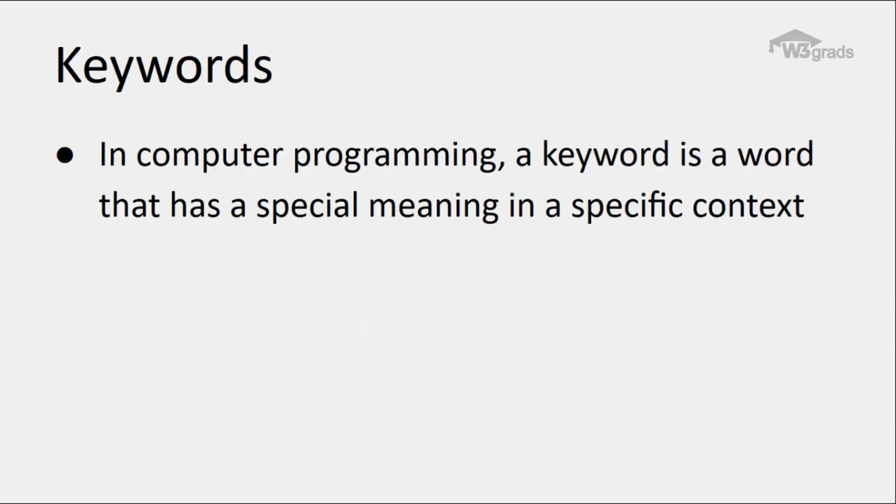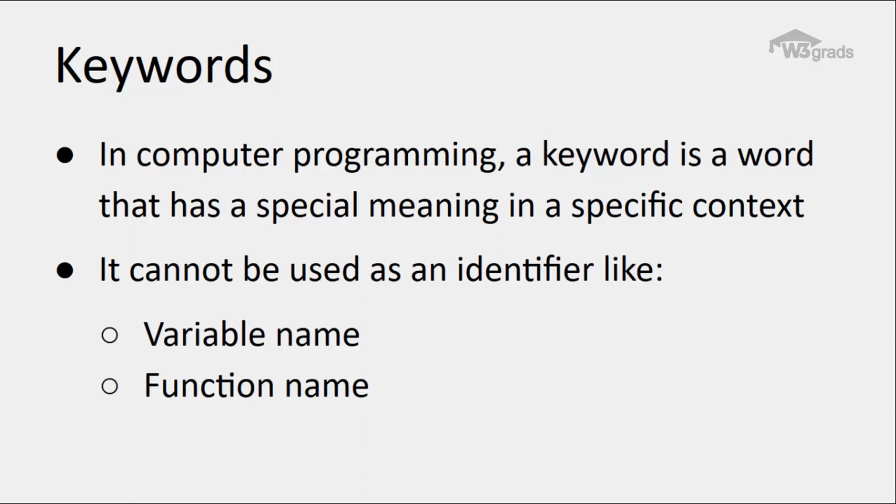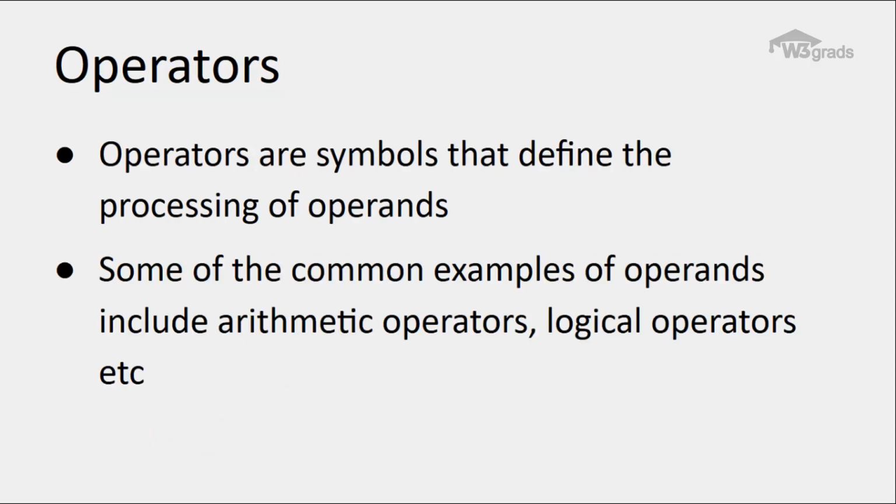The third one is keywords. In computer programming, a keyword is a word that has a special meaning in a specific context. It cannot be used as an identifier like a variable name, function name, or label. The next one is operators. Operators are symbols that define the processing of operands. Some common examples of operators include arithmetic and logical operators, etc.